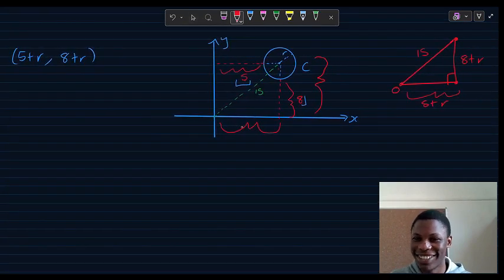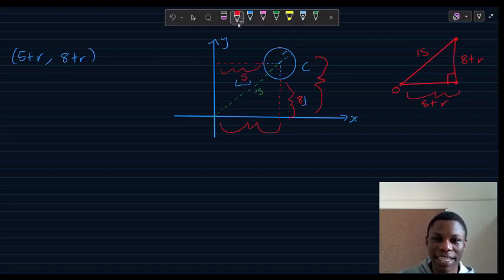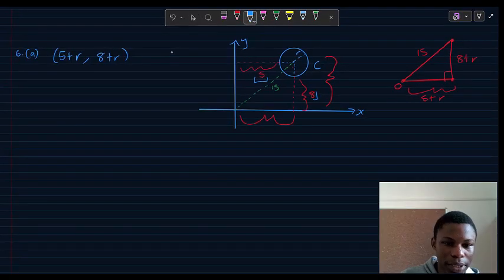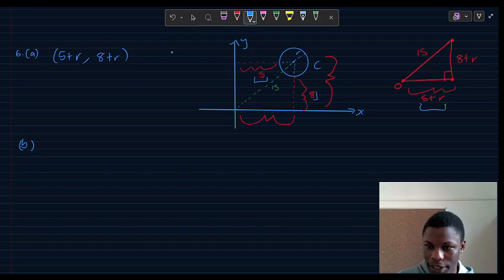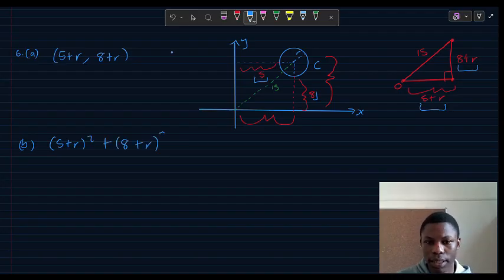This is a right angle triangle, so we can use Pythagoras, right? a squared plus b squared is equal to c squared. So in our case, we can say that this is part B. A squared, that's 5 plus r squared, plus 8 plus r squared. 5 plus r squared is your a squared. B squared is 8 plus r squared. This is equal to c squared, which is 15 squared.